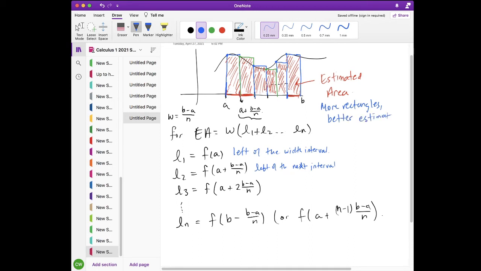Why is it a better estimate? It's that you're squeezing closer and closer to the curve. So if I divided the width by 2, doubling n, I would get new rectangles in between that hug the curve even closer. Okay, questions about that?